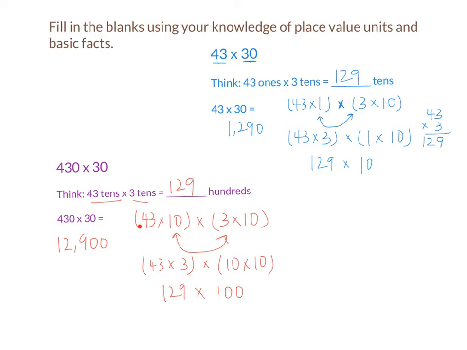For 430, we said that was 43 tens, and 30 is 3 tens. And then we're switching around the factors using the associative and commutative property so that we put all the numbers that are not factors of 10 together and all the numbers that are a factor of 10 together. Does that make sense? Yeah. Very good. Let's try some more examples.